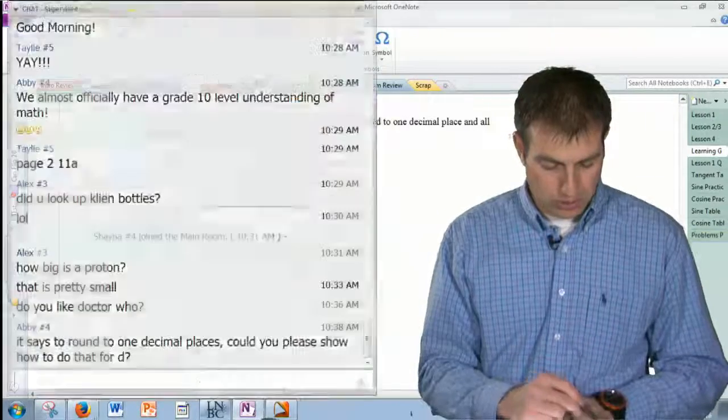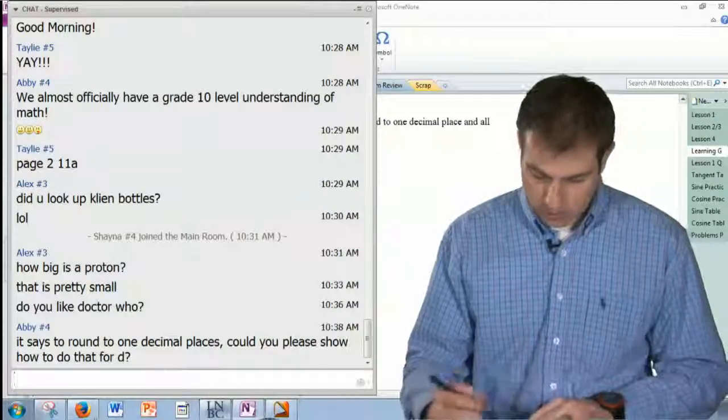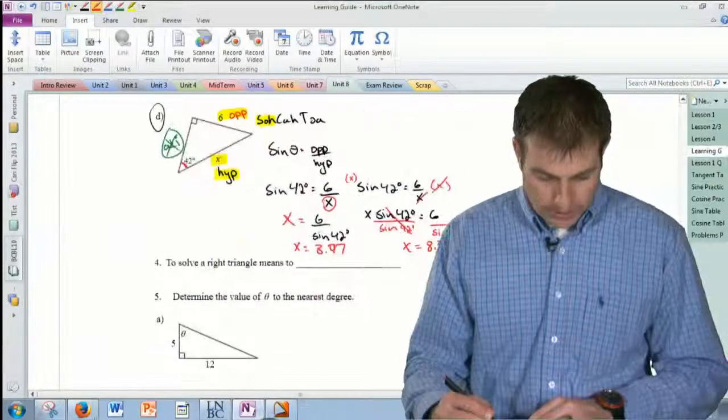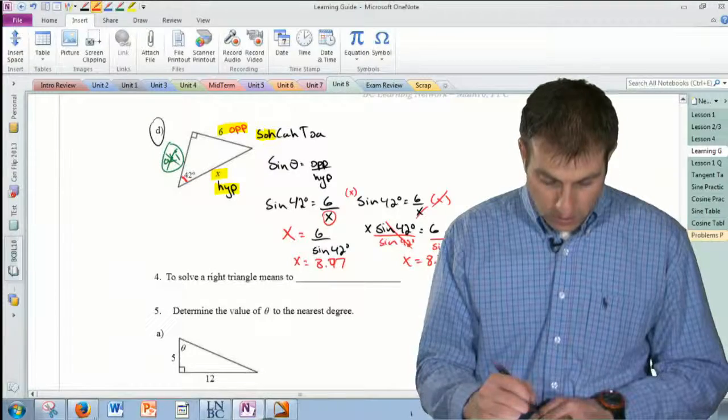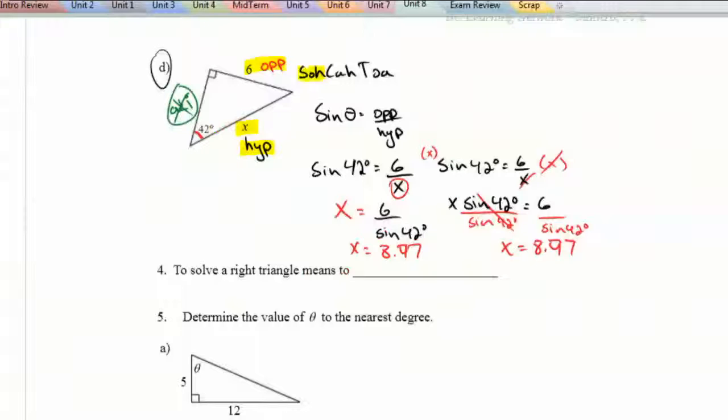So I'm just reading your question here, Abby. It says round to 1 decimal place. Could you please show how to do that for D? Sure. 1 decimal place. So if we want to round to 1 decimal place, we had this x is equal to 8.97. We're rounding to the decimal place here. So this 7 means I have to round this up to a 10. So if I carry the 1 with the 8, I'm going to get x is equal to 9.0.